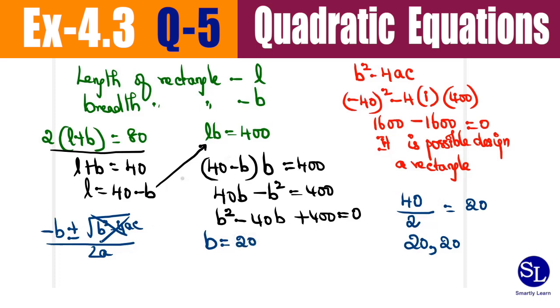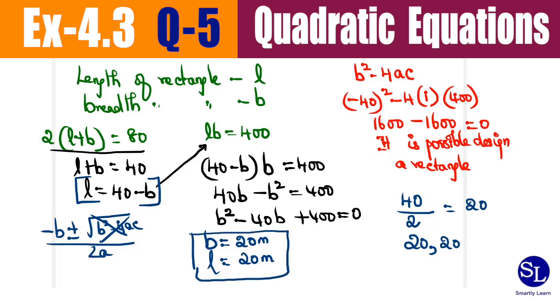Now we have an equation. The length of the rectangle is 40 minus the breadth. So L is equal to 40 minus 20. So it is equal to 20. So the breadth and the length of the rectangle are the same, meaning it is going to be a square plot. So L is equal to 20 and B is equal to 20. So this is the dimension of the plot wherein this condition is possible.